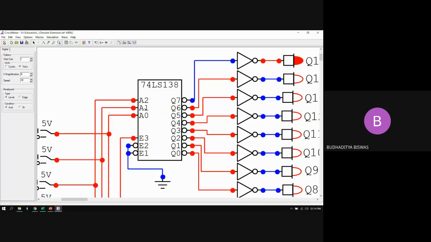So if A0, A1, A2 are all 0, forget about the enable input right now. For a basic decoder, if all the inputs are 0, 0, 0, which output should be high? Sir, Q0. Very good. The correct answer is Q0.